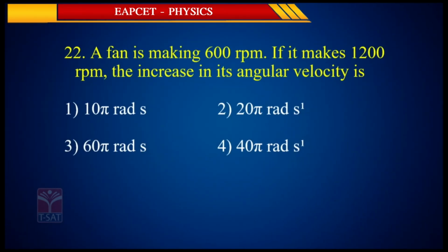Here, see, children, a fan is making 600 rpm. If it makes 1200 rpm, the increase in angular velocity is what? N1 is equal to how much given, children? Here 600 rpm, rotation per minute.